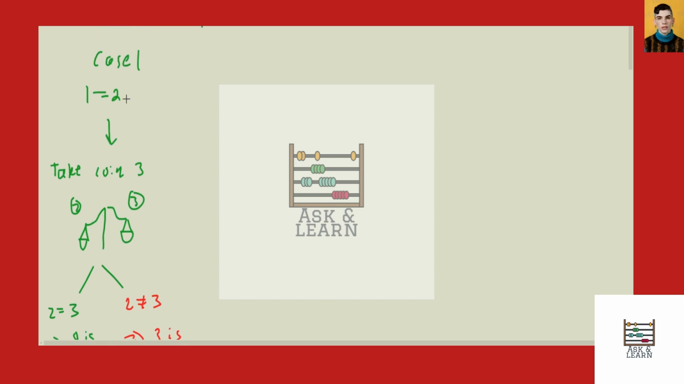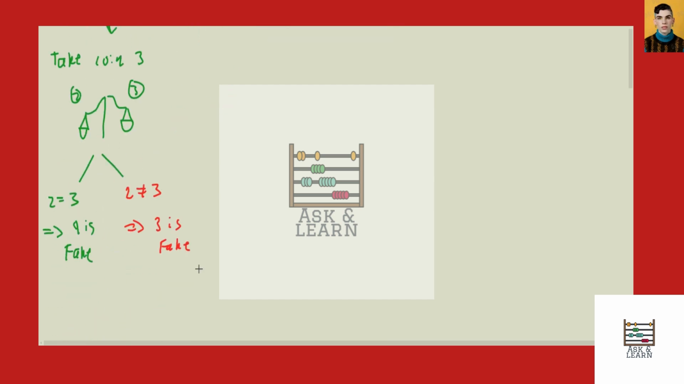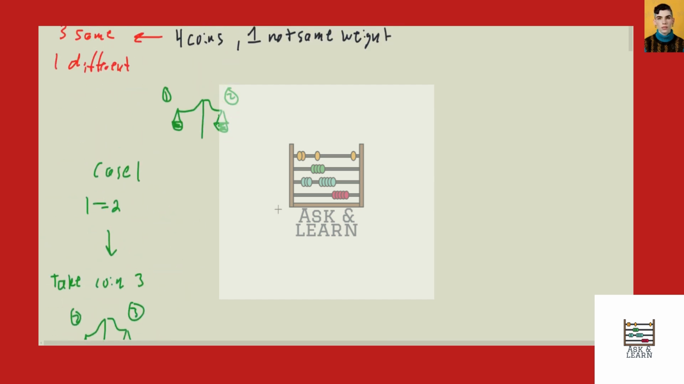The reason we can come to that conclusion here is that in case 1, we said both of these are equal. So of the 4 coins, we're assuming 3 have the same weight and 1 is different. All right, so we have that there. But now we have something else that could happen. So this is just one path this could take.